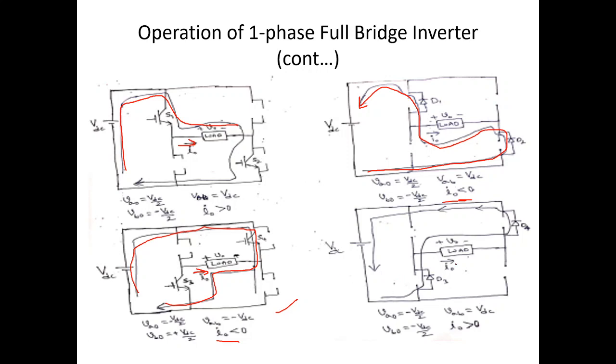Similarly, when D3 and D4 are conducting, the current direction is in agreement with the convention that I followed for the load current. So I naught is positive, greater than 0, and V naught is negative, that is minus VDC. So VAB is equal to minus VDC. Okay. So this way, you can consider 4 switching states. These 4 switching states are considered for basic level operation. In case you go for pulse width modulation technique, then other switching states are also possible, which I am not discussing right now.